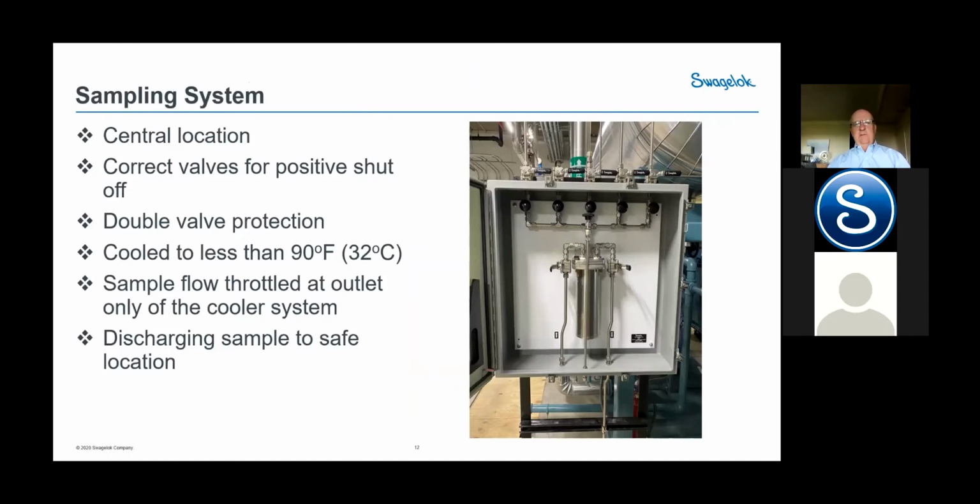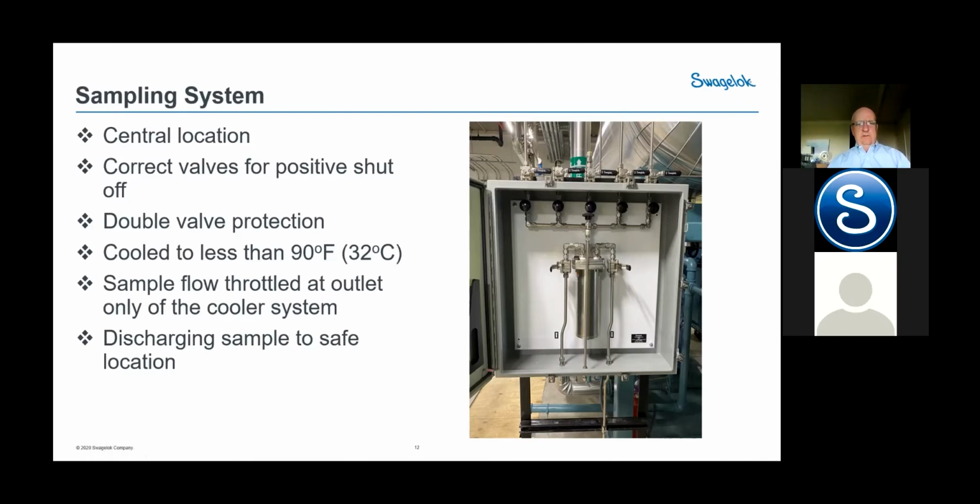The valve has to be purchased for internal leakage as per FCI or API, and when you're purchasing valves, you have to specify that. The other thing is two valve protection. Okay, so on this sampling system here, you can see we have two valve arrangement prior to the sample chamber.